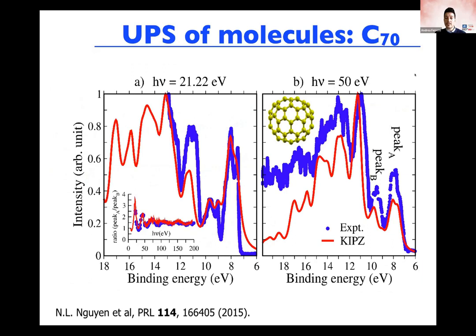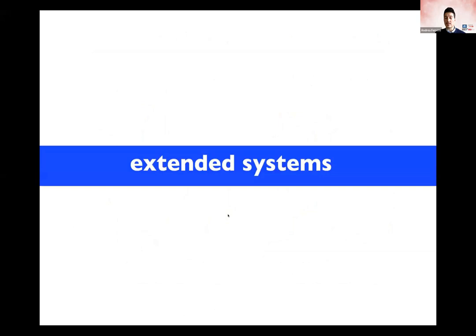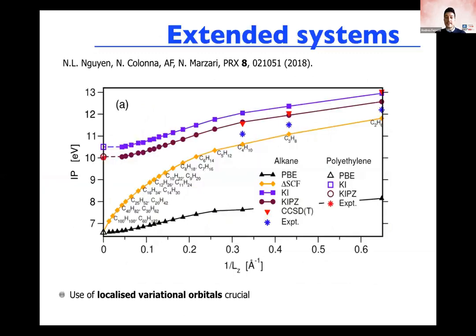And so here you see that changing the photon energy from 21 to 50 eV, basically we have an enhancement of this peak with respect to these other peaks that is well reproduced also within our theory. So far so good with molecules. What about extended systems? Here also our findings resonate pretty much with a comment made by Leeor Kronik.